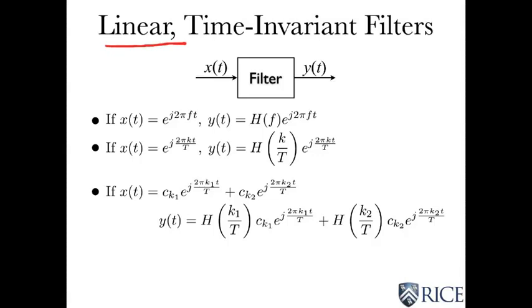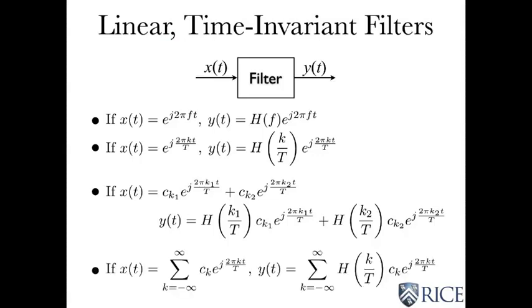So guess what happens when you have a Fourier series? It's just a superposition of lots and lots of complex exponentials. So the output is given by the sum of the transfer functions evaluated at those harmonic frequencies times the c sub k's for the original signal. So in essence, this is the Fourier coefficient for the output.